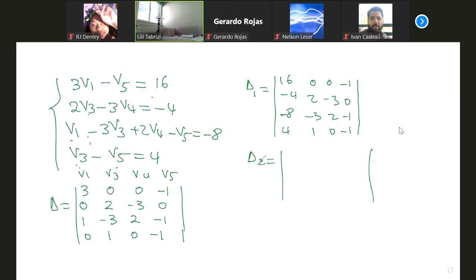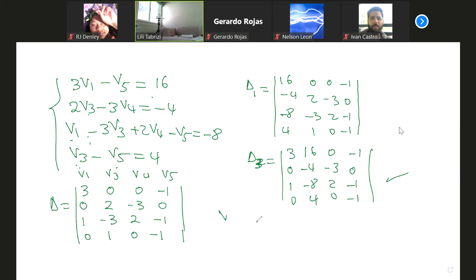Okay, for delta 3, I'm going to use the same subscript as my voltage, delta 3. Go under V3. Do not write that one, but the rest is the same. So 3, 0, 1, 0 is the same. Then 0, minus 3, 2, 0 is the same. Minus 1, 0, minus 1, minus 1 is the same. But the column under V3 is the right-hand side. So it's 16, minus 4, minus 8, and 4. And you find the determinant. Do the same thing for delta 4 underneath column 4. You repeat delta, and underneath column 4, you write the right-hand side. Underneath column 5, we write the right-hand side.